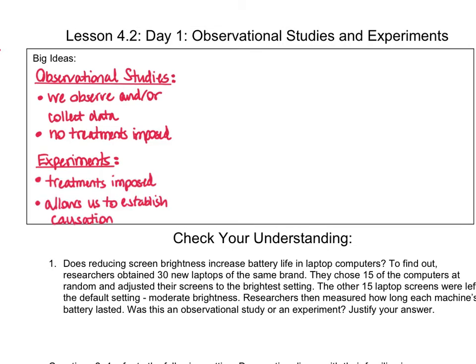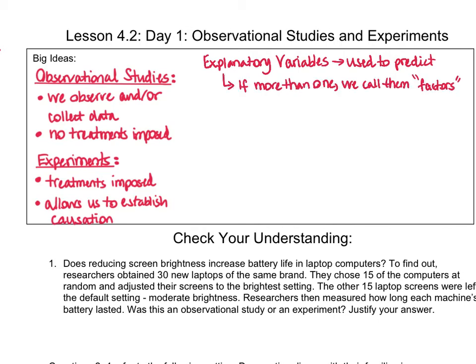When we run experiments, we have explanatory variables and response variables. Explanatory variables are used to predict, and sometimes in an experiment we have more than one explanatory variable. If that is the case, we call them factors. And sometimes the factors can have multiple levels.